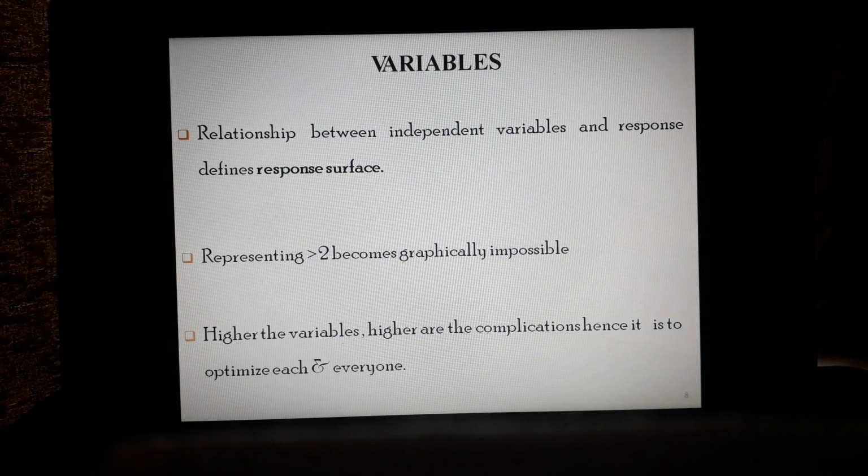Representing greater than 2 becomes graphically impossible here. Higher the variable, higher are the complications. Hence, it is to optimize each and every factor.